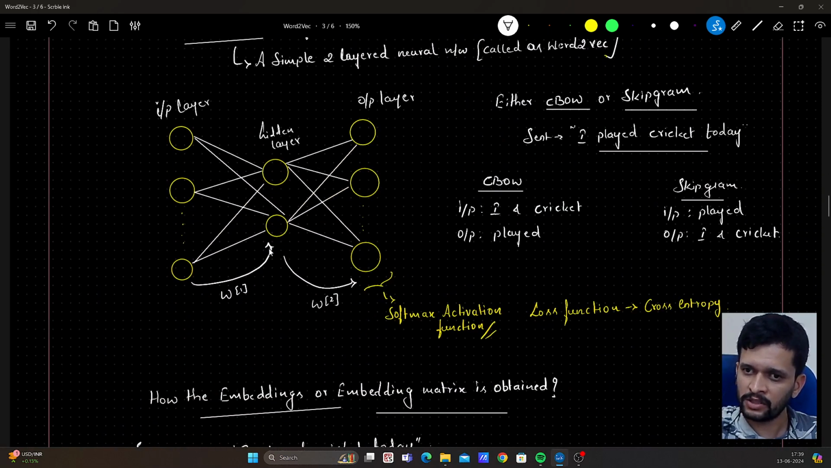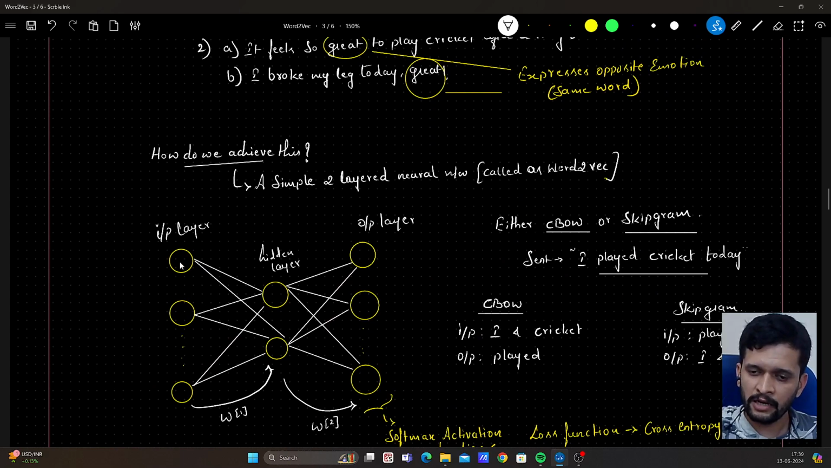So now coming to this architecture, the input layer will have as many neurons as the number of words we have in our corpus, or the length of the vocabulary. The number of neurons in the output layer will also be equal to the number of words in our vocabulary. Now, the number of neurons in the hidden layer is an interesting question.